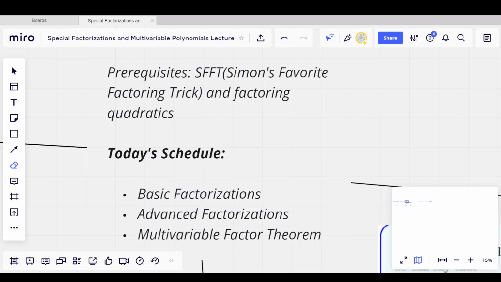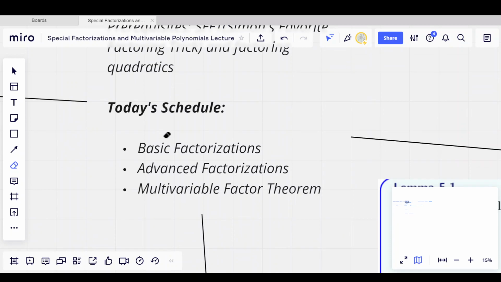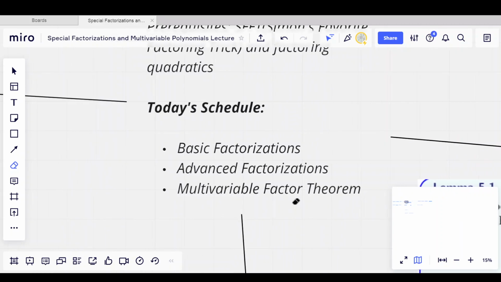Okay, hello everyone. I'm gonna do the Special Factorizations and Multivariable Polynomials lecture. So basically the prerequisites are just Simon's Favorite Factoring Trick and factoring quadratics. So you just need to know how to factor basic stuff. And then we'll do just 3 topics today. We'll do basic factorizations, advanced factorizations, and the multivariable factor theorem. Okay? So let's start with the basics.